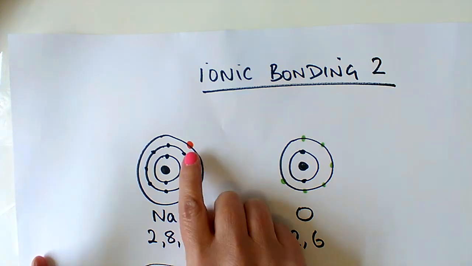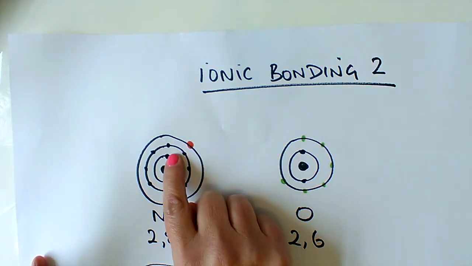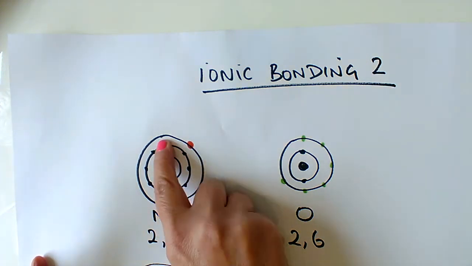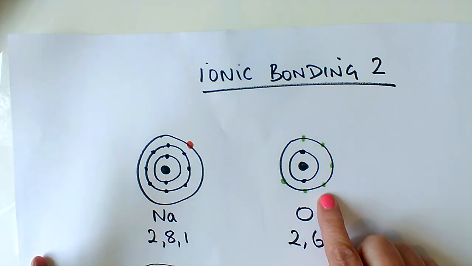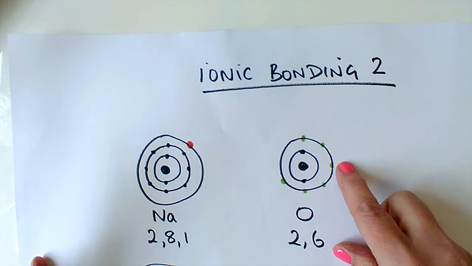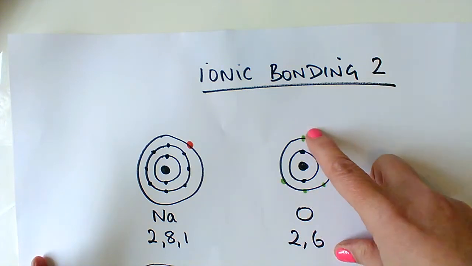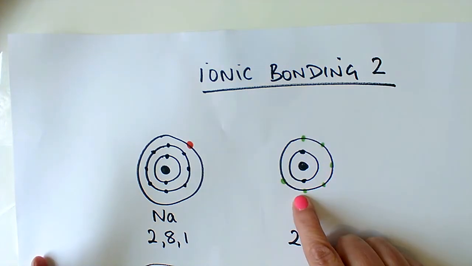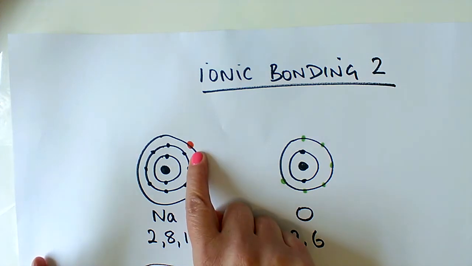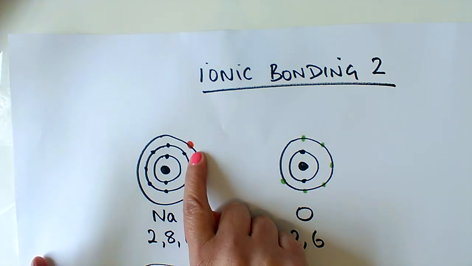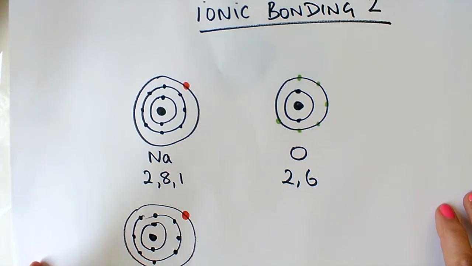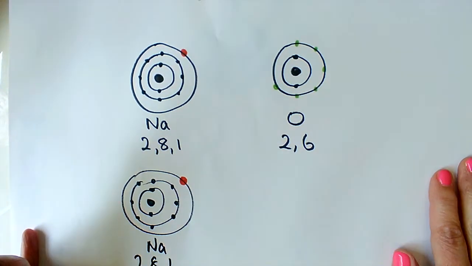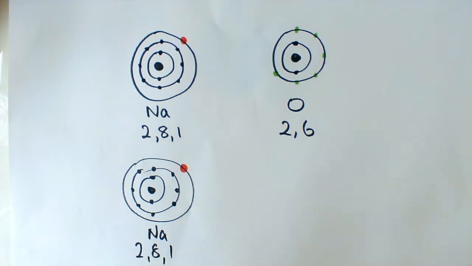So all sodium has to do is lose 1 electron to reveal the full outer shell underneath. Oxygen, however, has only got 6 electrons in its outer shell. It needs to obtain 2 electrons, but sodium only has 1. So to get round this, the oxygen will actually react with 2 sodium atoms instead of 1.